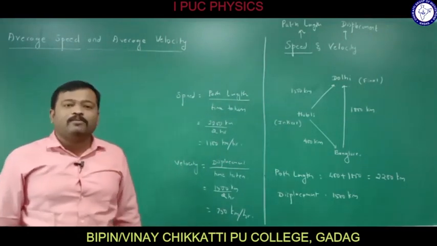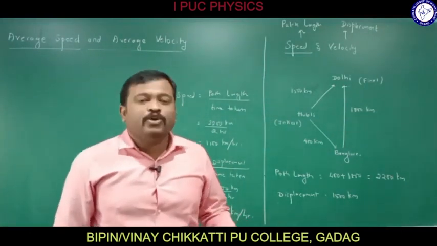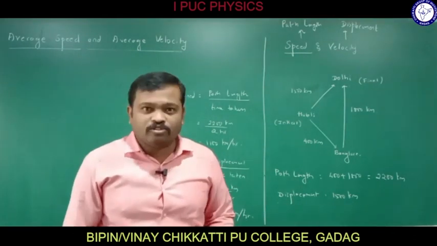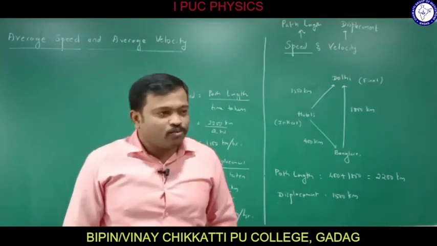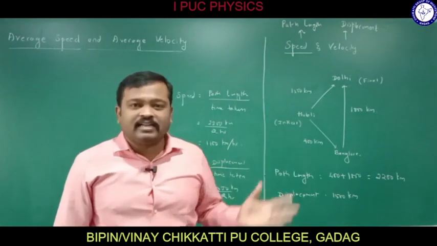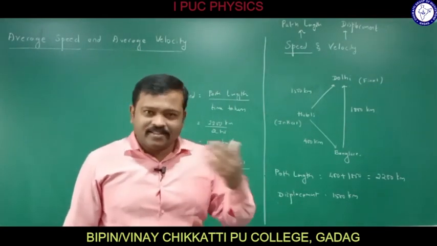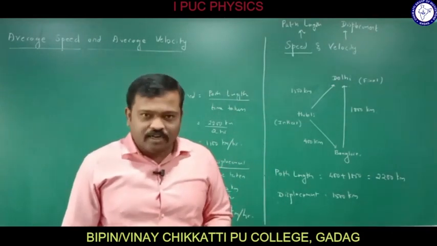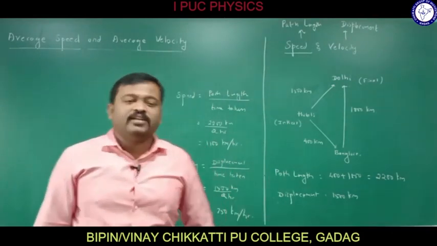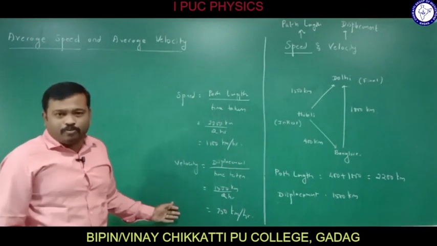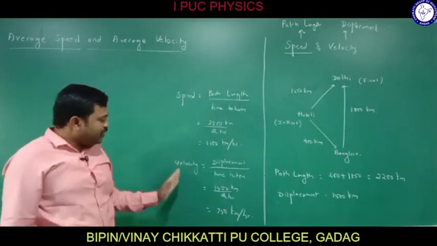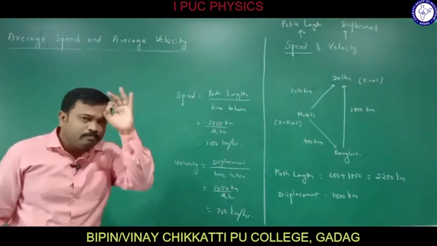When we speak about the speed of light, we can use velocity of light also. Why? Because light travels in a straight line. Whenever a body travels in a straight line, you can use either speed or velocity, both are the same. But if it changes direction, there is a lot of difference between speed and velocity. Speed depends upon path length, velocity depends upon displacement.